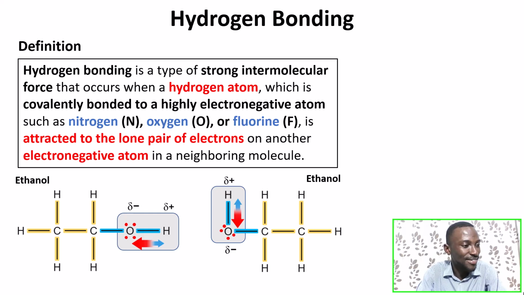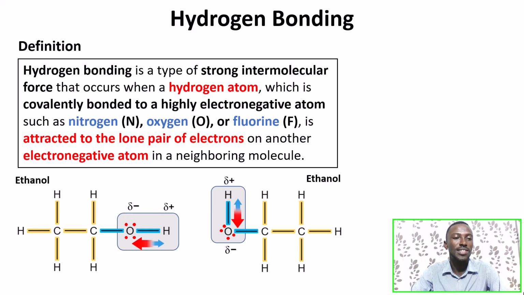Is that clear so far? Yes, it is. As a result of this, there happens to be polarity in the ethanol molecule. Oxygen becomes partially negative, while hydrogen becomes partially positive.